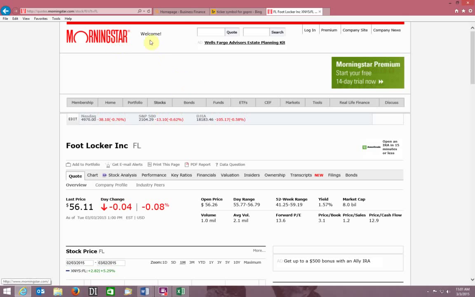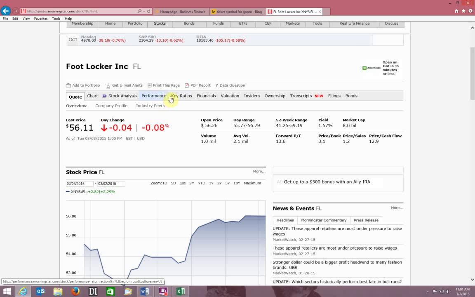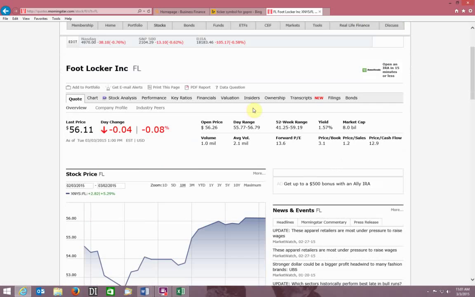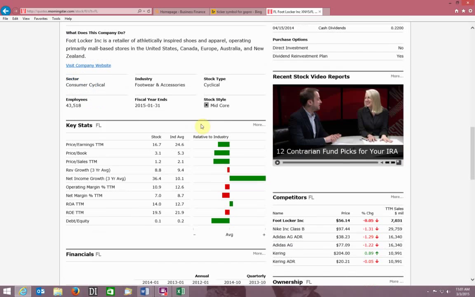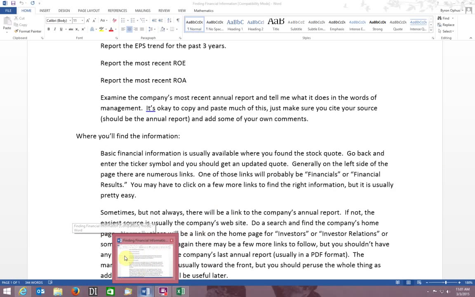Now, I went to Morningstar, I picked a company, I just picked Foot Locker, okay, and so I come here and I kind of look at this, and Morningstar's great. It's just performance, key ratios, financials, ownership. I'm going to find some stuff here that's going to answer some of those questions, right? Now, one of them was ROA, ROE, and how did I phrase the question? I said the most recent ROE and most recent ROA.